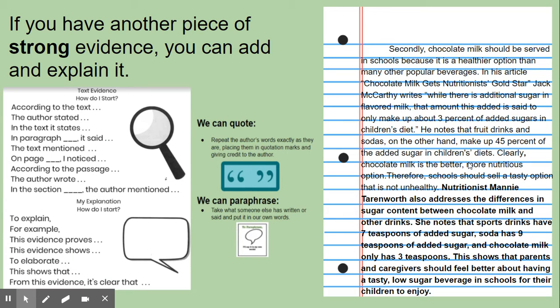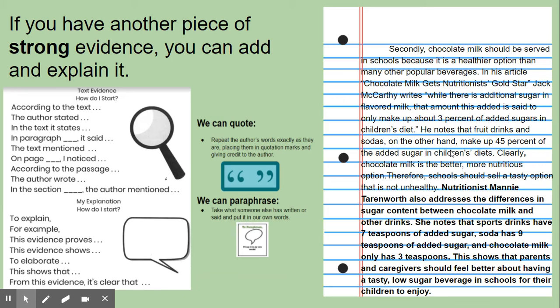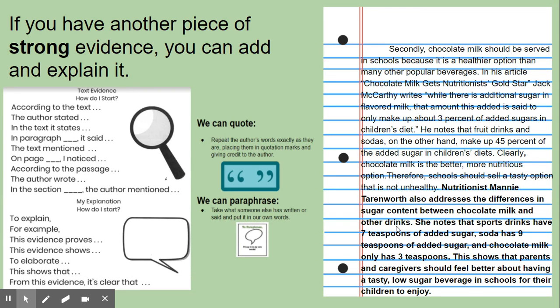If you have another piece of strong evidence, you can add and explain it as well, using our anchor chart and quoting or paraphrasing. And I did have another piece that I thought was strong from the Manny Tarrantworth article, Nutrition in Disguise. All right, nutritionist Manny Tarrantworth also addresses the differences in sugar content between chocolate milk and other drinks. So here I'm introducing the evidence.